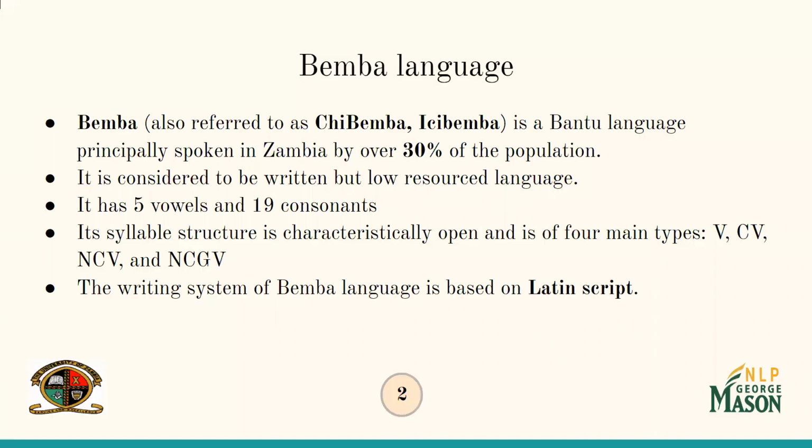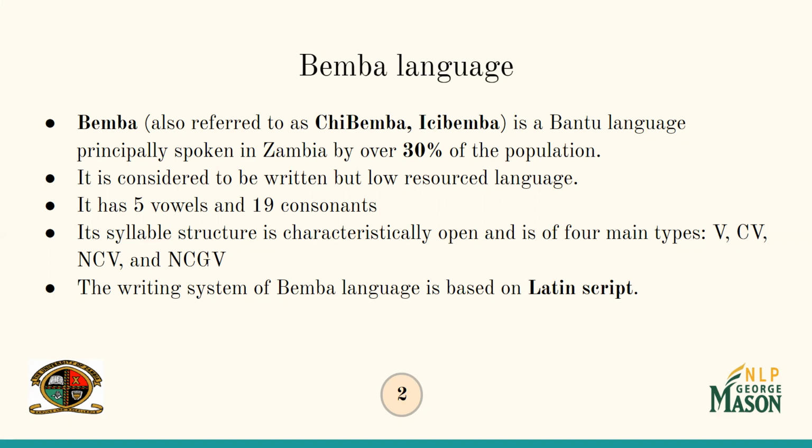I will begin with first describing in brief our language of focus for our dataset, the Bemba language. The Bemba language, also referred to as Ichibemba or Chibemba, is a Bantu language principally spoken in Zambia by over 30% of the population. It is considered to be a written but low-resource language.